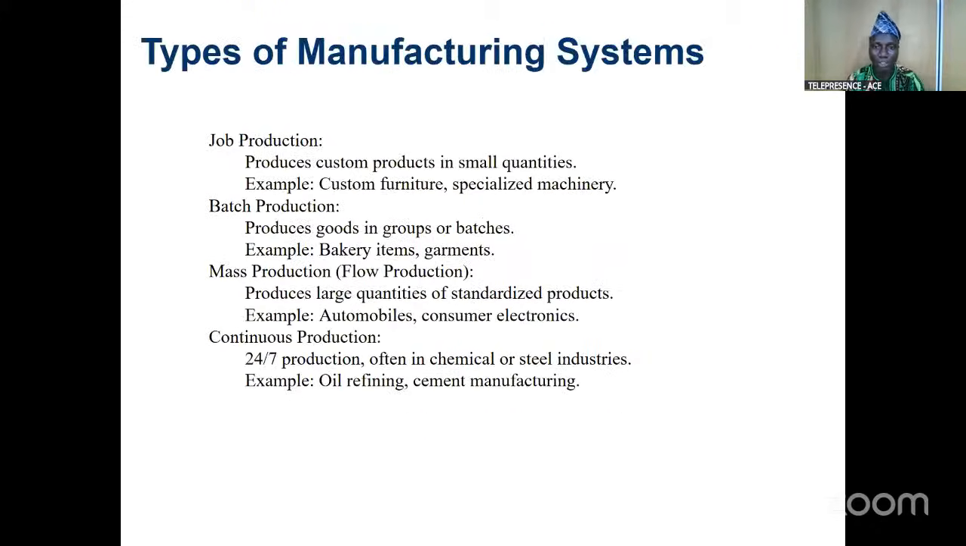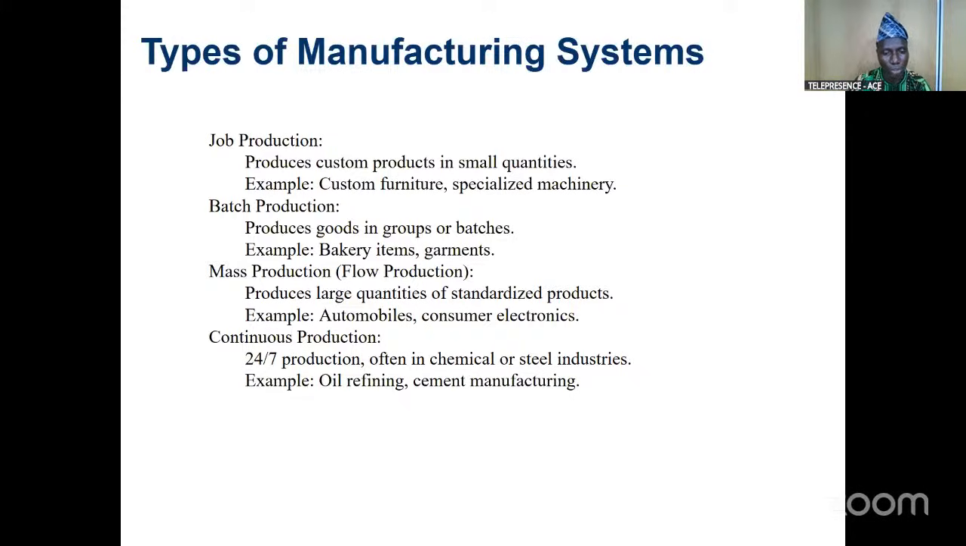Type of manufacturing system. We have job production, batch production, mass production, and continuous production. In job production, goods are produced in a customized way in small quantity. E.g., when you want to produce furniture, you produce it in small quantity using specialized machinery.